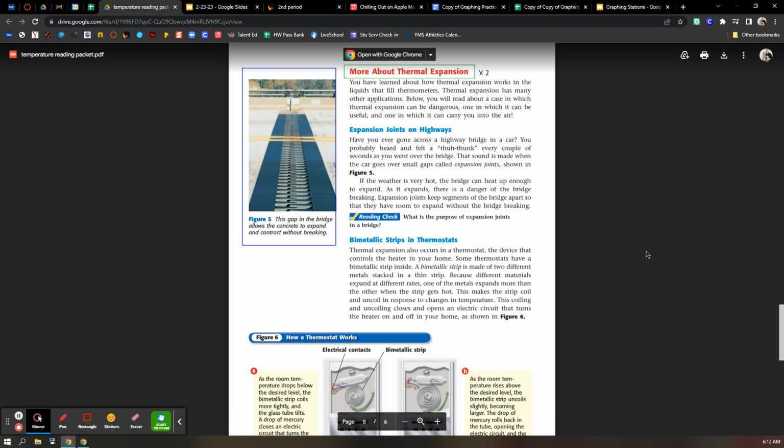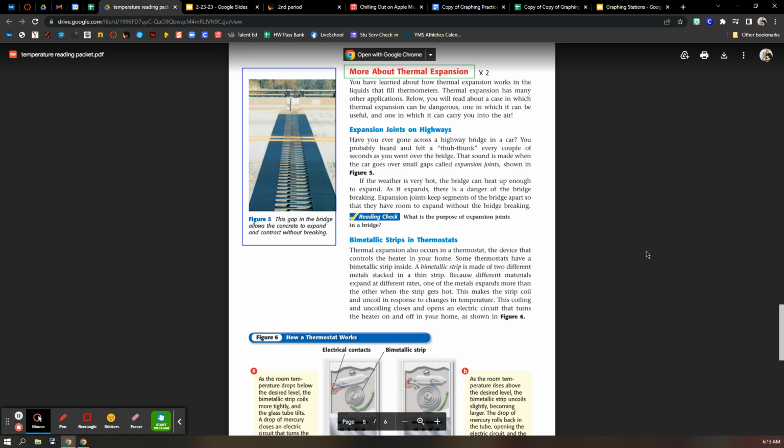Expansion joints on highways. Have you ever gone across a highway bridge in a car? You probably heard and felt a thunk every couple of seconds as you went over the bridge. That sound is made when the car goes over small gaps called expansion joints shown in Figure 5. If the weather is very hot, the bridge can heat up enough to expand. As it expands, there is a danger of the bridge breaking. Expansion joints keep segments of the bridge apart so that they have room to expand without the bridge breaking.